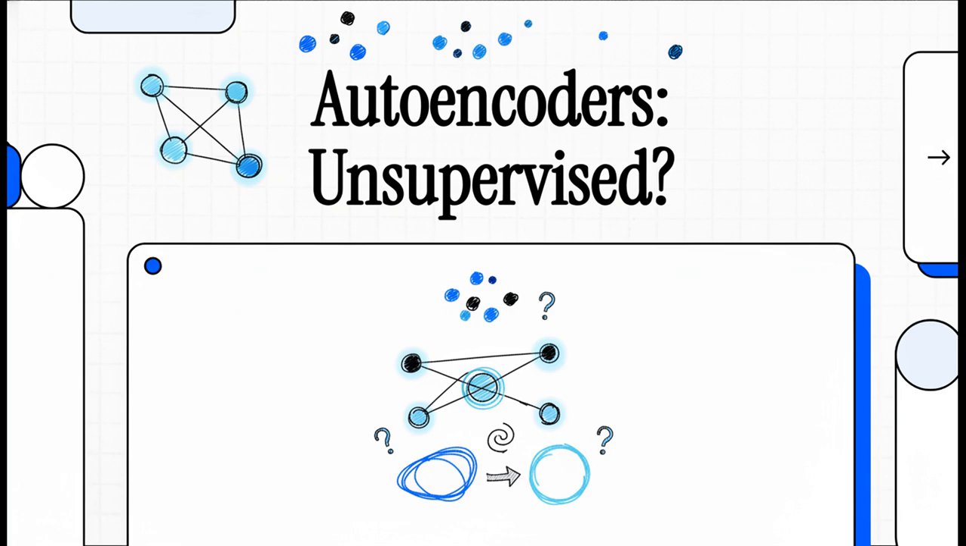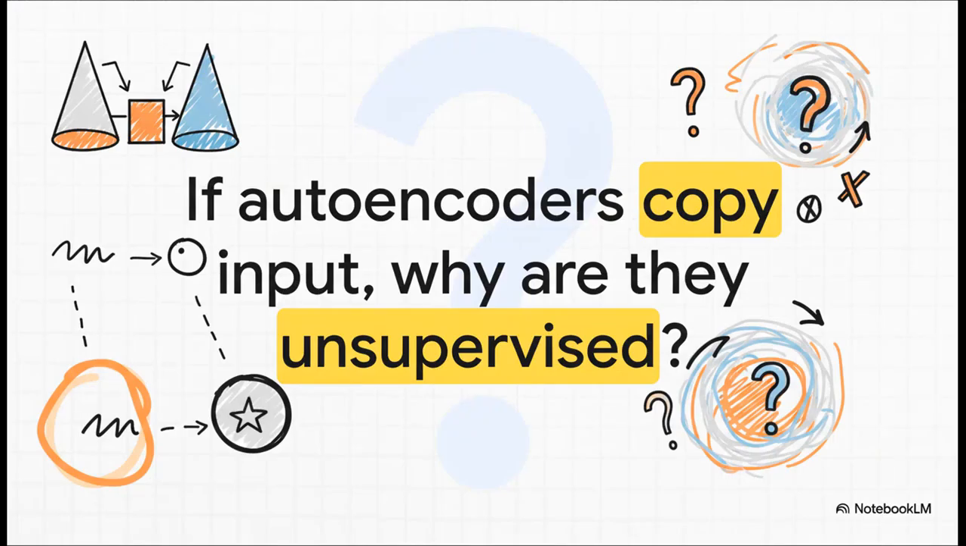Let's break it down. So here's the heart of the puzzle. An autoencoder's entire job is just to copy its input. I mean, the correct answer is baked right in. It's the original data you started with. So how can a system with such a clear, obvious target be called unsupervised? It kind of feels like it's cheating the system, doesn't it?